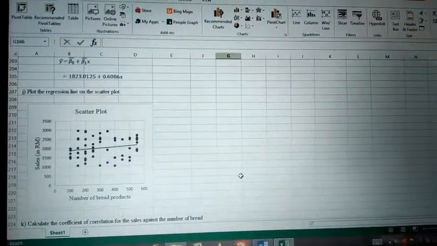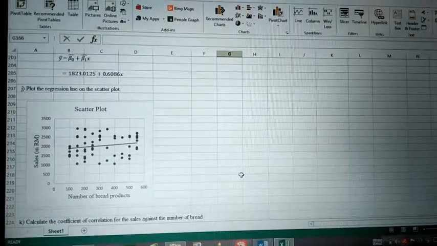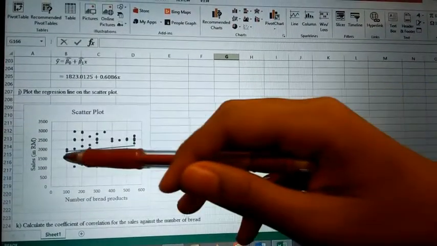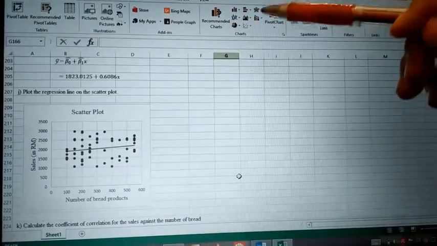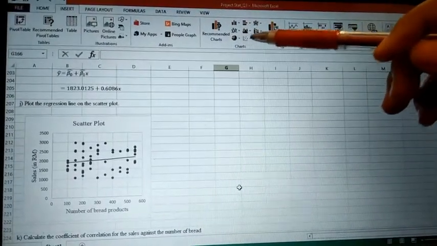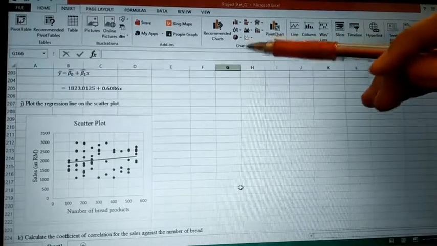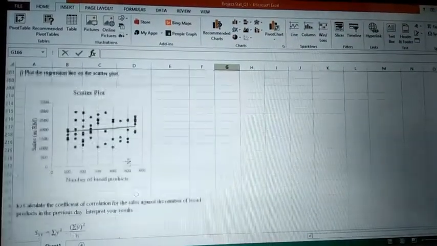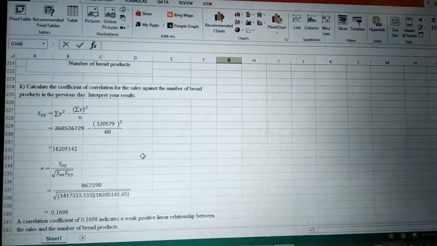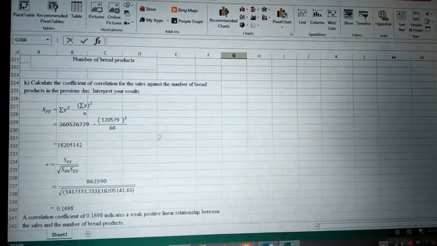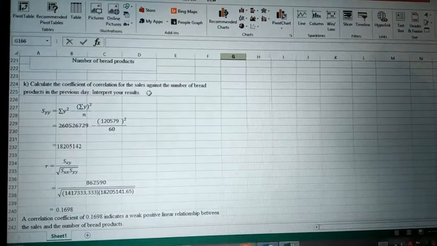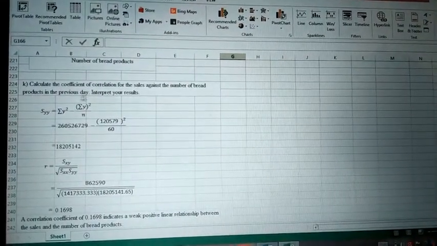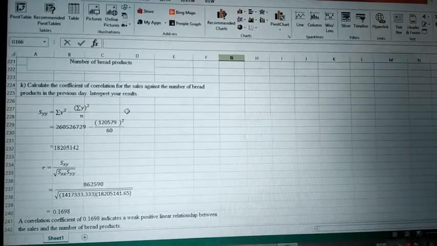For question J, which is plot the regression line on the scatter plot, the line here we get from the table that we chose here. Then we go to question K, which is calculate the coefficient of correlation for the sales against the number of bread products in the previous day, and then interpret your result.